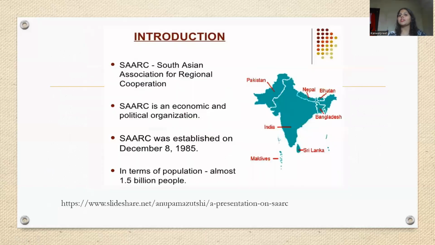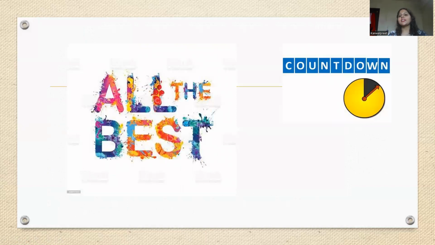Now, what is European Union? What is ASEAN? Okay, I've given this just a brief. How many people? Maybe the population has changed now, because yes, this is an update from a few days back. SAARC, then full form. It is an economic and political organization. When it is established, where its headquarters is, who is the main controlling body. Okay, so that's all for today.